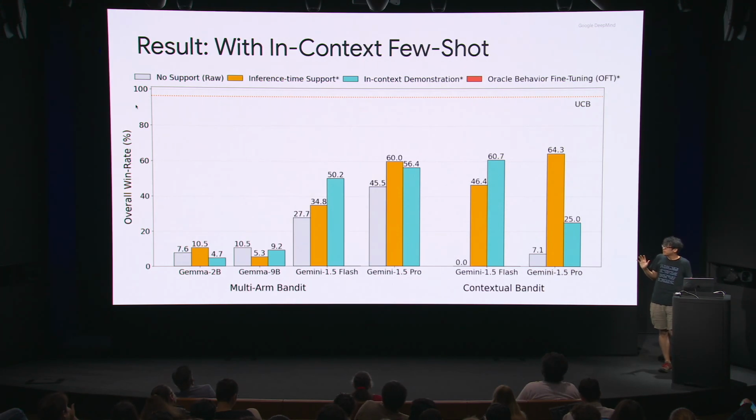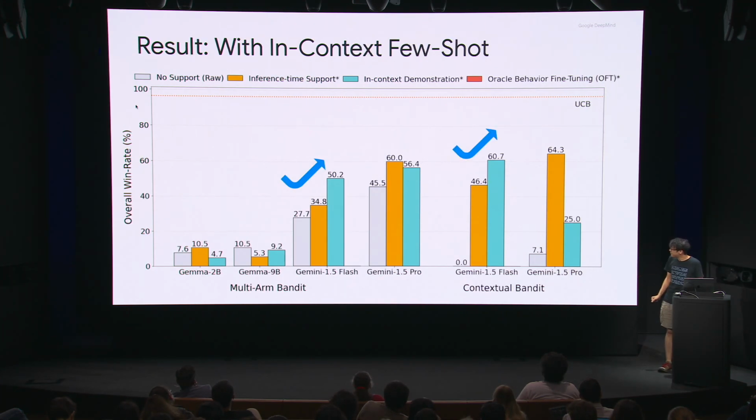By using few-shot examples, we found something a little bit perplexing, but I thought it's pretty interesting. Overall, it does actually increase the performance of the model. For example, for Gemini 1.5 Flash, in both the multi-arm bandit and contextual bandit domains, it's able to increase its win rate. But for larger models like Gemini 1.5 Pro, somehow it's making it perform worse.